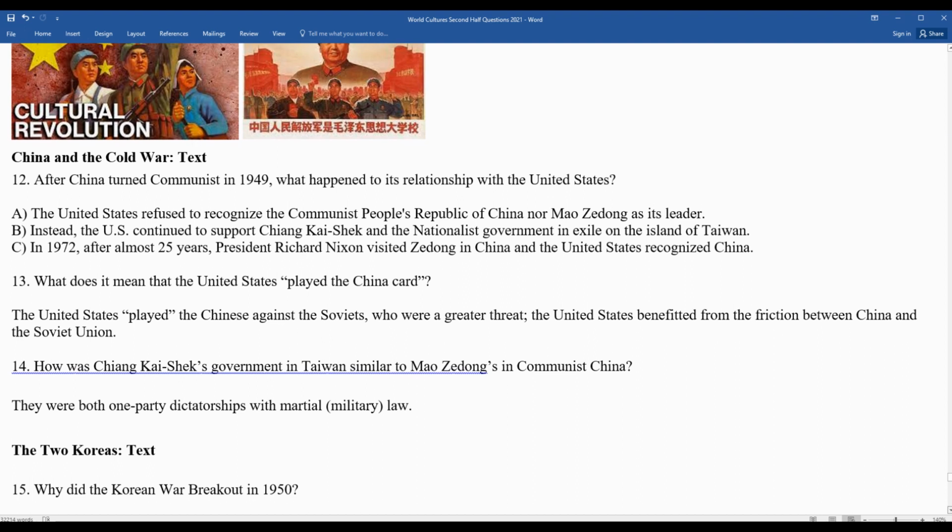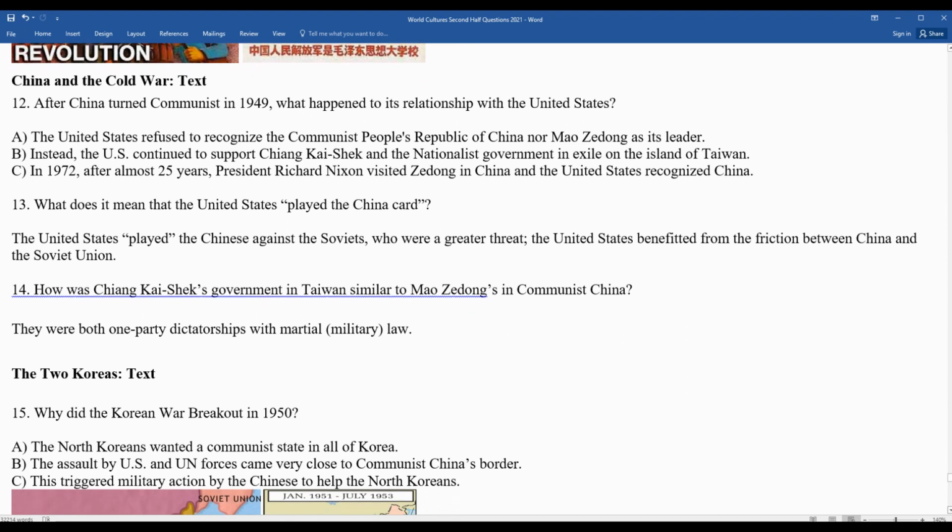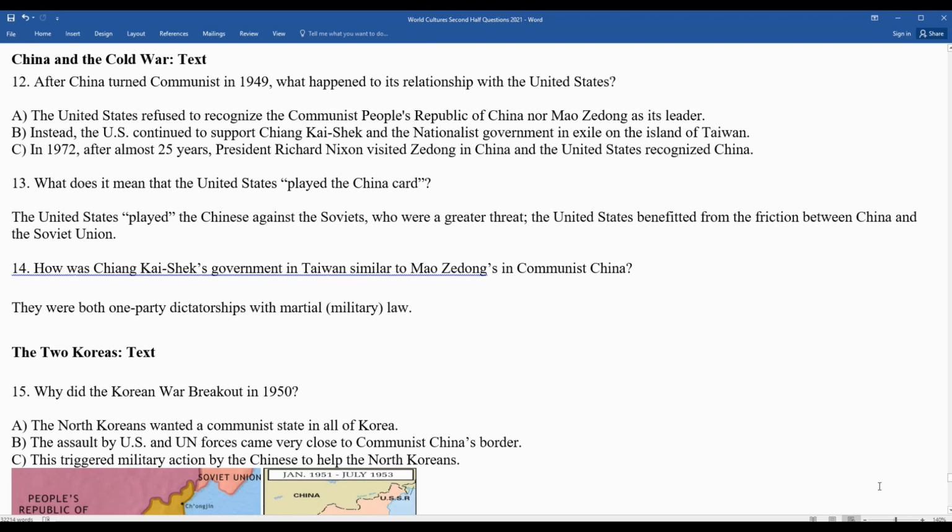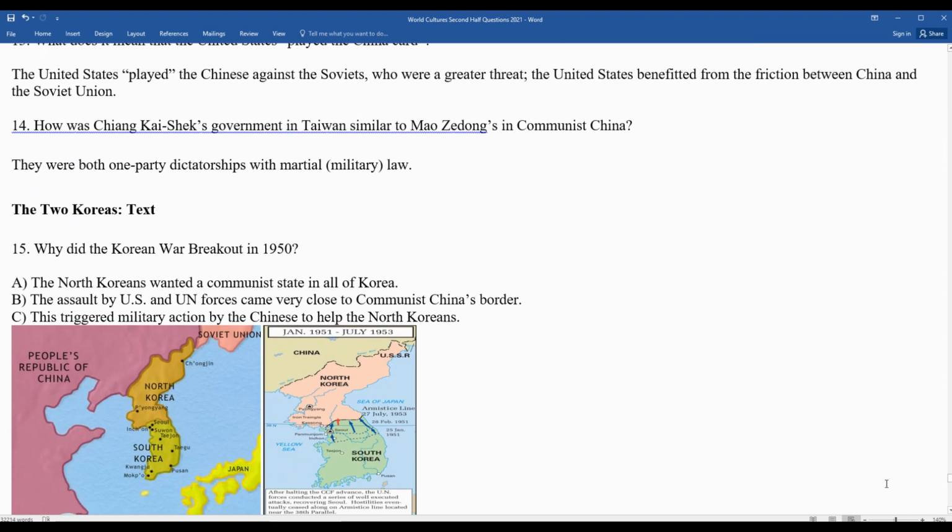Why did the Korean War break out in 1950? Again, we see a communist threat here. The North Koreans wanted all of Korea to be communist. The assault by the United States and UN forces came very close to the communist China's border. This triggered action by the Chinese to help out the North Koreans. So basically, we look here at the map. It's easier for me to explain.